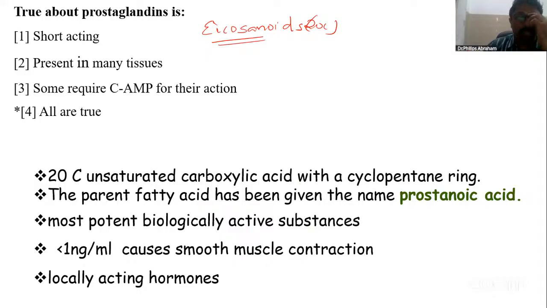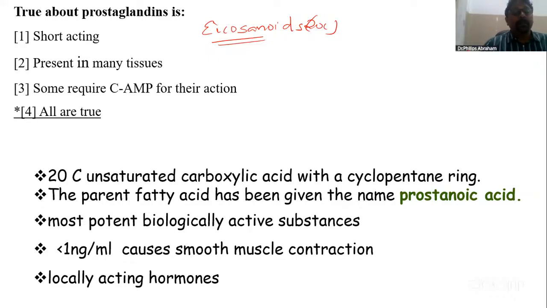They are 20 carbon containing compounds with a cyclopentane ring. The parent fatty acid we call prostanoic acid, with a cyclic ring structure. Most potent biologically active compound. One nanogram per ml can cause smooth muscle contraction. It's a locally acting hormone. Okay. Prostaglandin synthesis, you should know this. So in this matter, all are true.